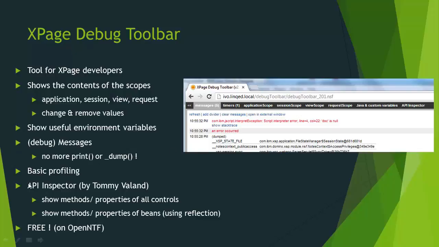The API Inspector tab contains an embedded API inspector. It was originally written by Tommy Verland. It was and is also available on OpenNTF, and I decided to integrate that into the toolbar because it's very handy to have around to show you the methods and properties that are available on all the controls on the next page. And you can also use the API inspector to show the methods and properties of managed beans.